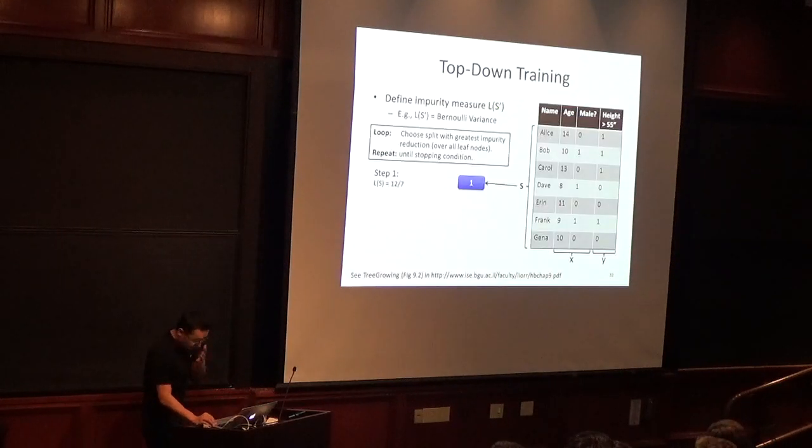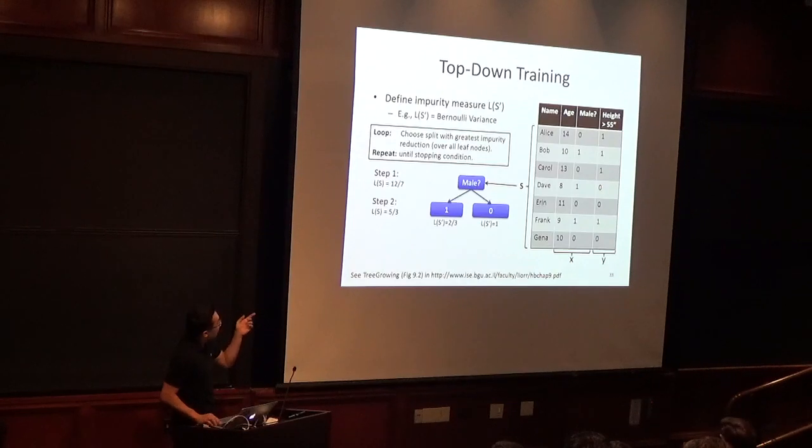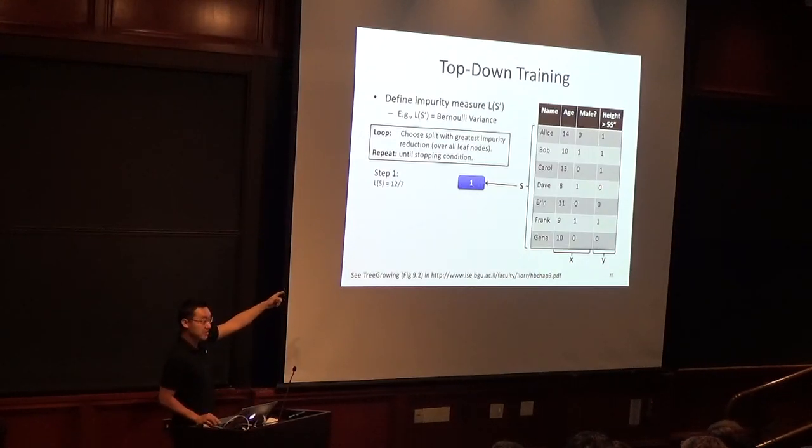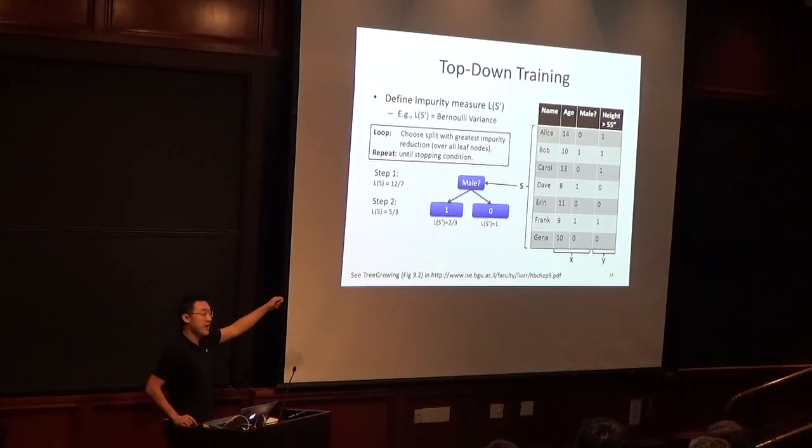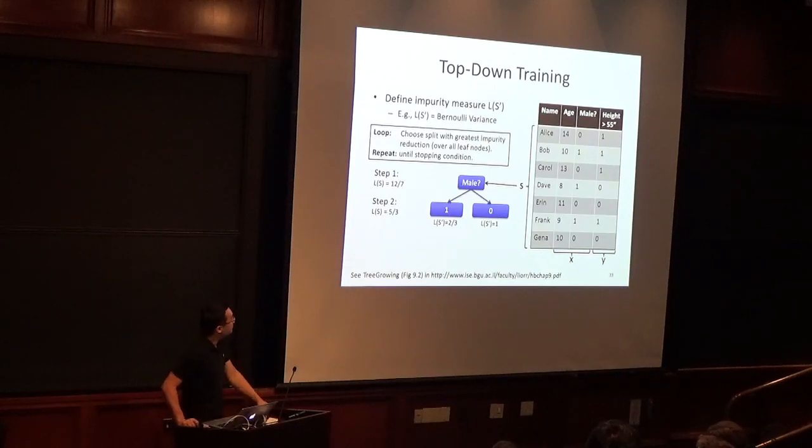So at this point, we loop over both features, in this particular example gender and age, and then we commit to the one that has the greatest reduction in impurity. So we looped over both, and then we commit. Let's say we committed to gender. Maybe we committed to age if it was a different data set.